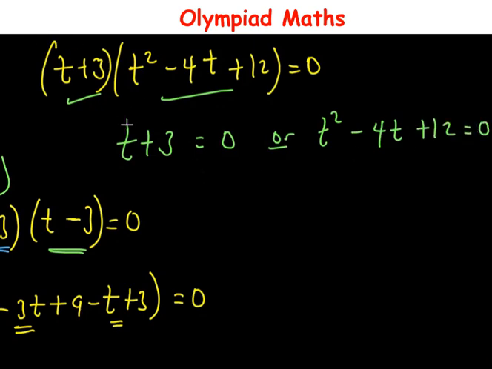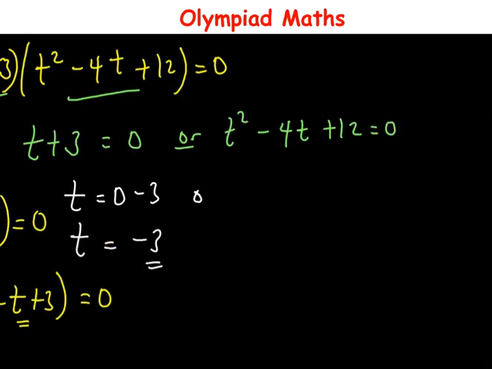So let us solve this first equation. From here, the value of t is equal to 0 minus 3. t is then equal to minus 3. Or from this equation, let us check if there will be any real solution from this quadratic equation.